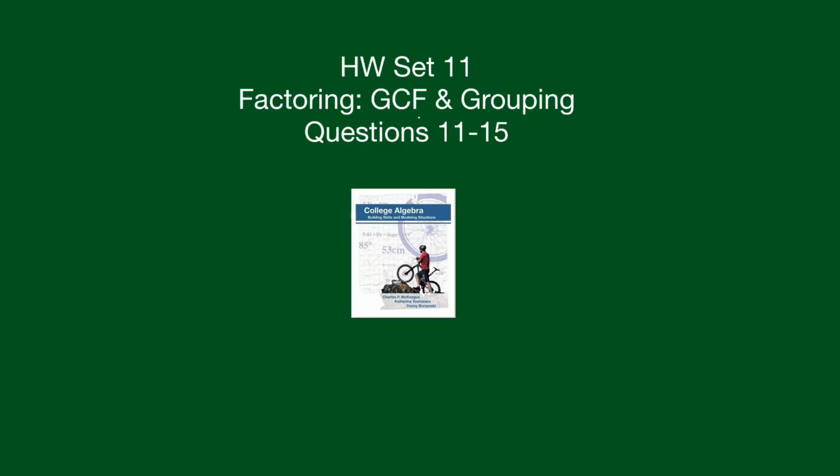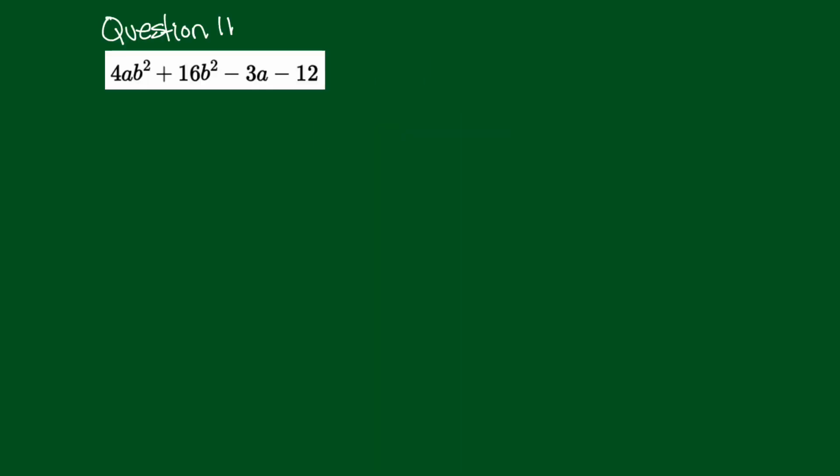This is homework set 11, factoring with the greatest common factor and factoring by grouping. In question 11, we've got 4 terms, not anything common to all of them. 4 and 16 have a 4 in common, but the 3 does not divide into 16 or the 4. So we can't factor something completely out of all of them.